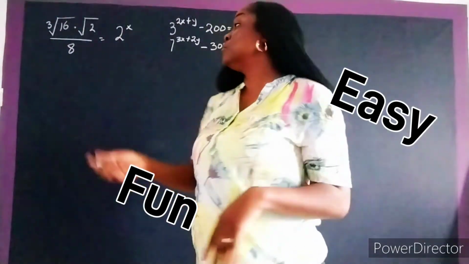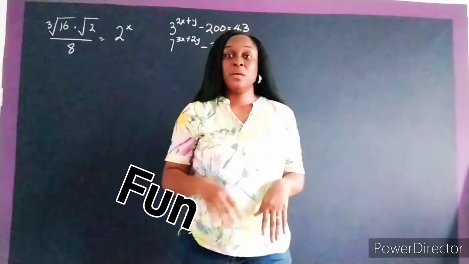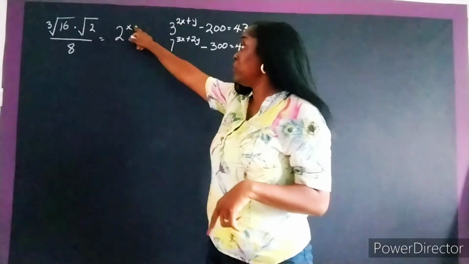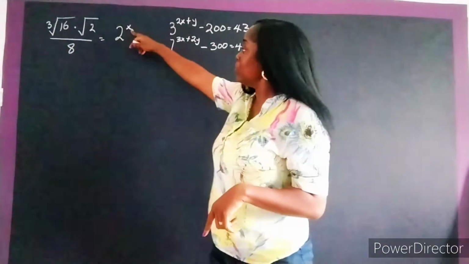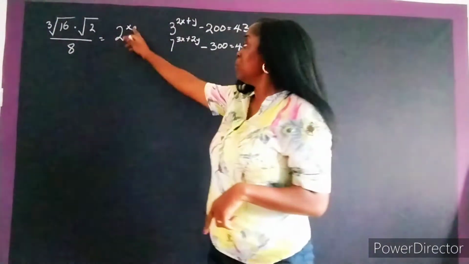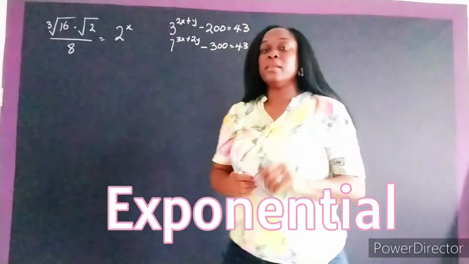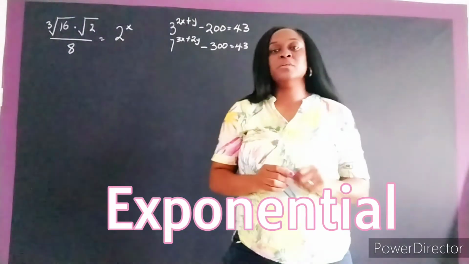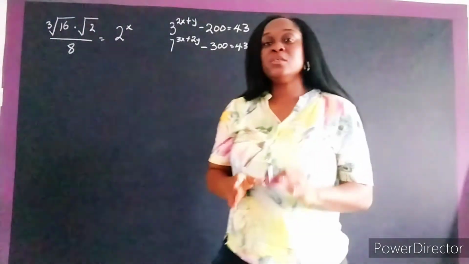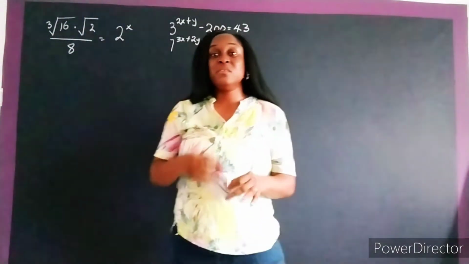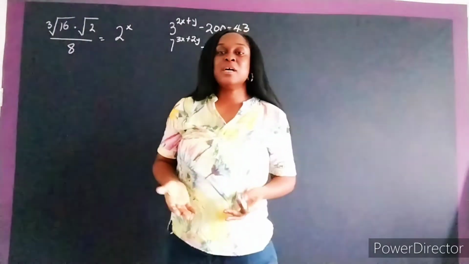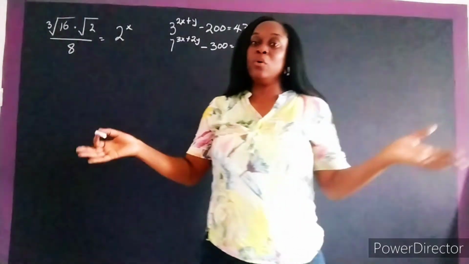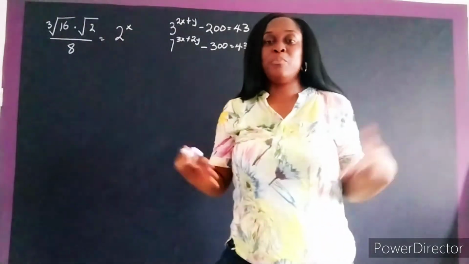So I'm going to tackle some problems. When you see this kind of problem, maybe you see a number and then a superscript, a little number on top of that number, which is known as an exponential. Don't be scared. An exponential is a form of writing numbers that shortens them or helps them to be more solvable or more approachable.